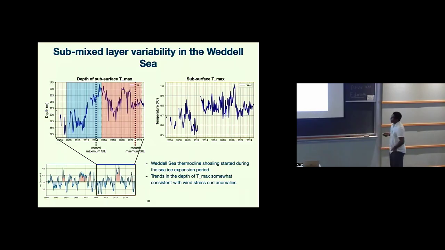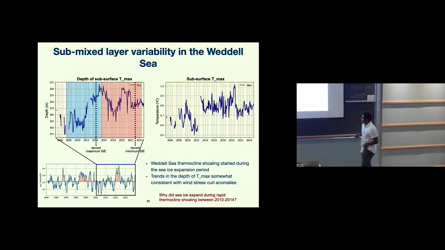And I want to quickly point out here that these trends in Tmax are somewhat consistent with wind stress curl trends. I say somewhat because during 2015 there was this strong upwelling anomaly, deep negative wind stress curl of the Weddell Gyre, and that's consistent with this rapid increase in the thermocline depth. But if you look at the 2010 to 2014 period, you had this apparent shoaling in the Tmax, but the wind stress curl was sort of doing something different, right?